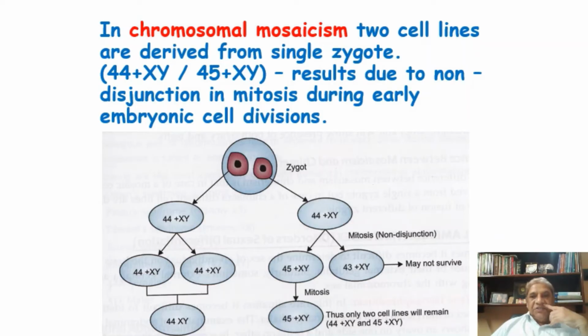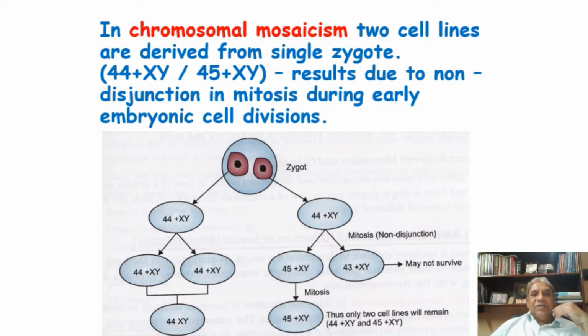Now all cell divisions are mitotic; the cells are dividing mitotically. Non-disjunction may take place. Say, for example, this is a zygote where only two cells are shown. This cell's chromosomal constitution is 44 plus XY, and in the other cell also the chromosomal constitution is 44XY, and then they divide into daughter cells normally.